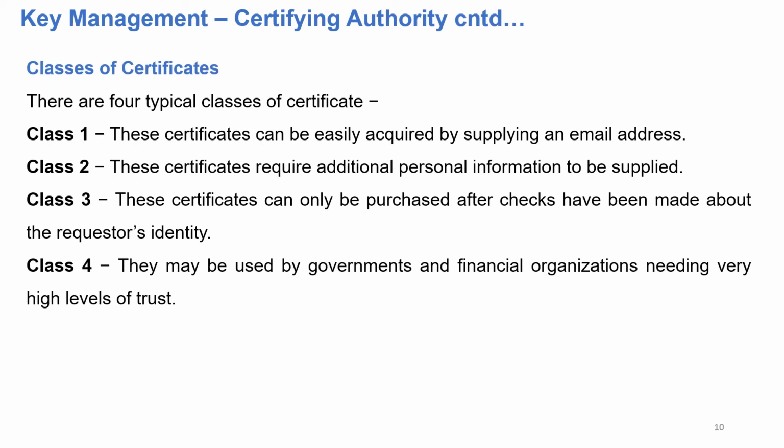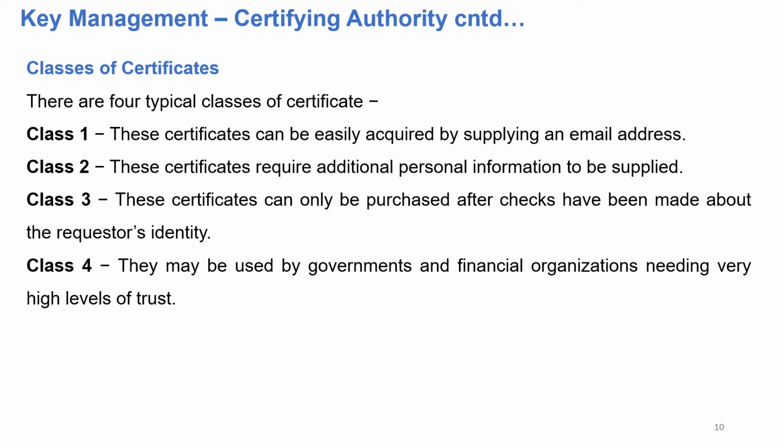Now coming to the classes of certificates. So there are four typical classes of certificates. First is class 1. These certificates can be easily acquired by supplying an email address. So similar to how you enter your email address and your password and access your Gmail accounts and whatever other email accounts. Then class 2, these certificates require additional personal information to be supplied.